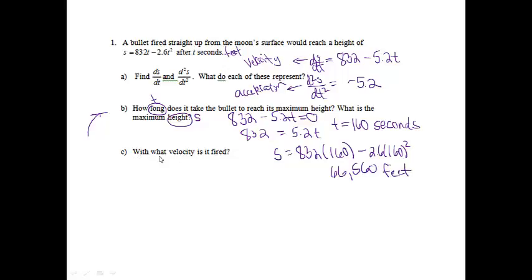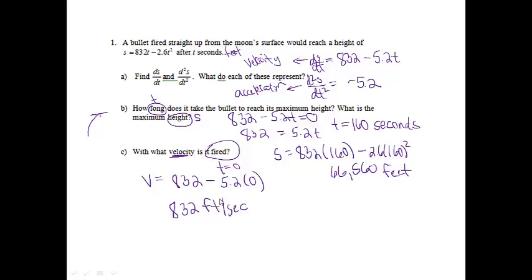And then, with what velocity is it fired? Well, when you're firing it, that would be at time equals 0, and we want to know the velocity. So we're going to find the velocity, or the first derivative, when t equals 0. So we're going to have 832 minus 5.2 times 0, which means our beginning velocity is going to be 832, and if I'm dealing in velocity, it will be feet per second.